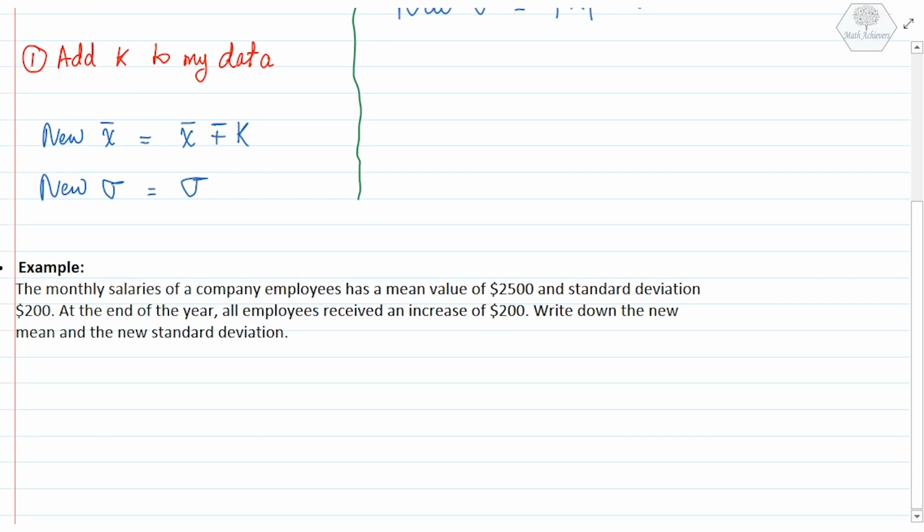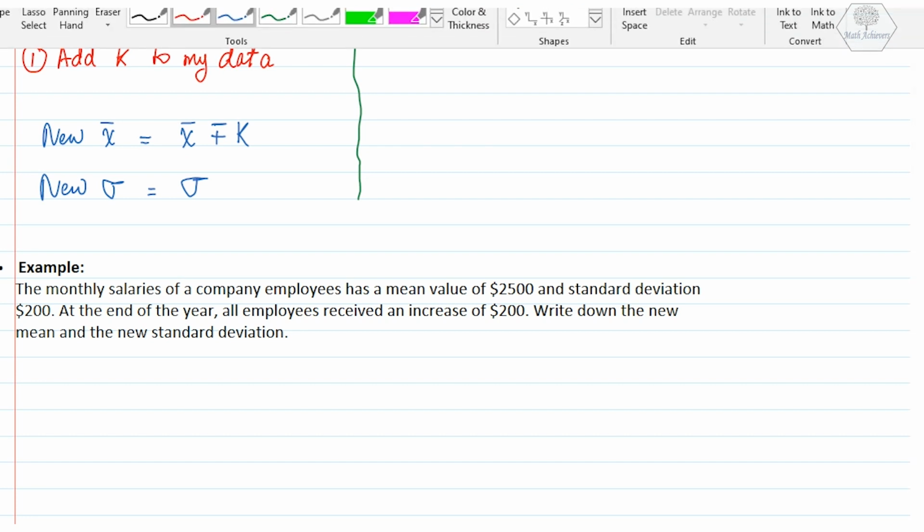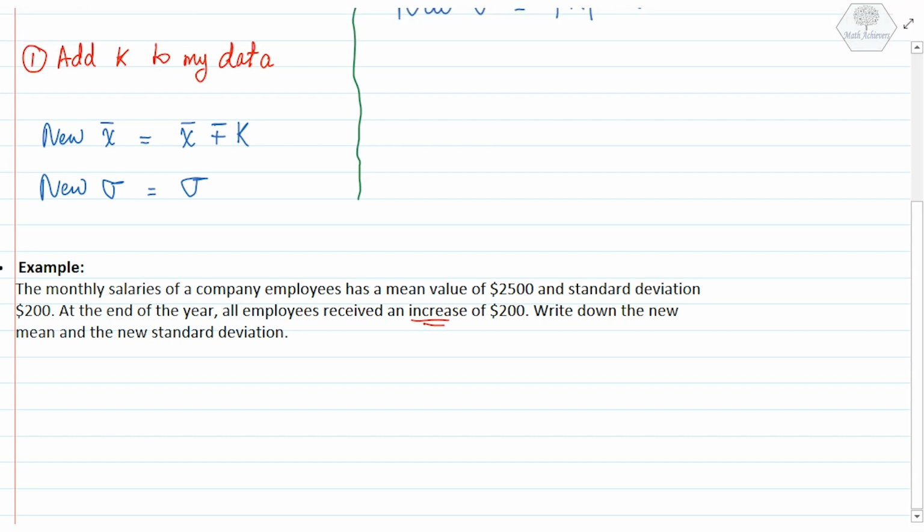The monthly salaries of a company's employees have a mean value of $2,500 and a standard deviation of $200. At the end of the year, all employees received an increase of $200. Write down the new mean and the new standard deviation. When I say increase, it means I'm adding 200. So if I'm adding 200, only the mean is affected.